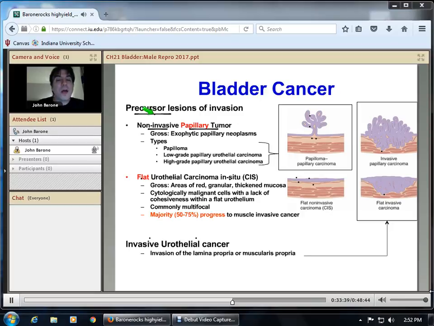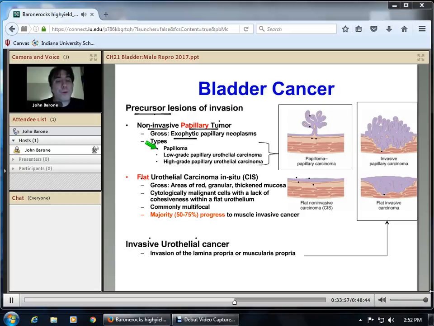Invasive tumor. But I want to go back to some of the precursors. Before you get invasion, you can get papillary tumors. Now these are called exophytic. Endophytic means going in to your mucosa. Exophytic means going up and out. So exophytic, papillary-like projections, that's classic.